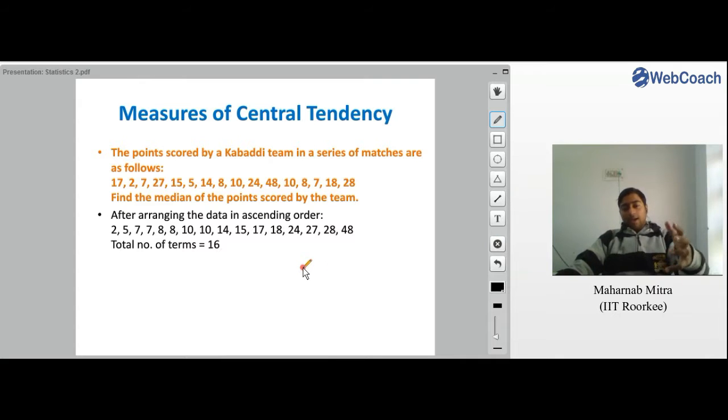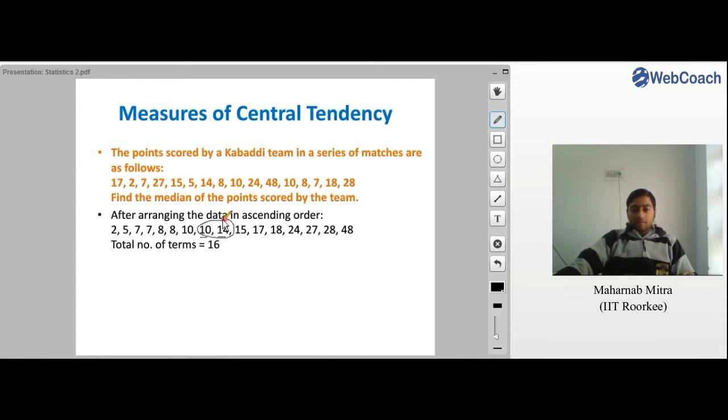So if there is an even number of terms and you are trying to find the central value, you will actually get two terms which are equally spaced from behind as well as from ahead. And here the two terms are 10 and 14. And why is it so?